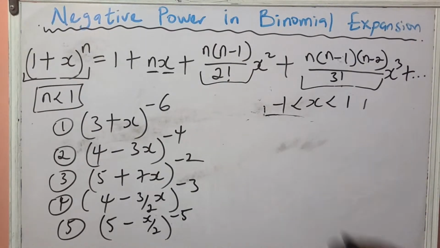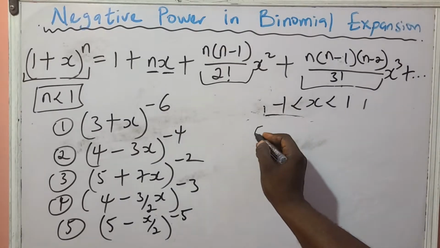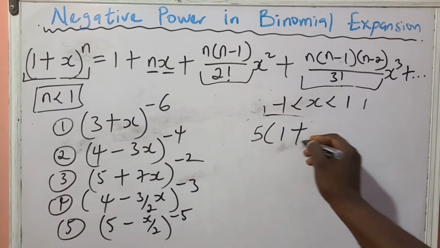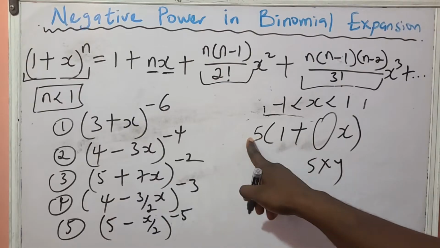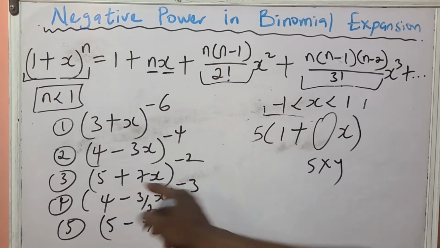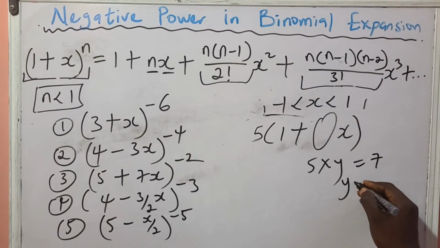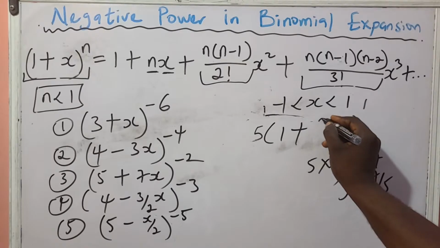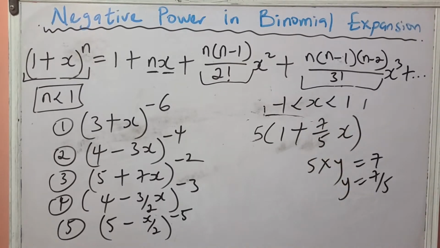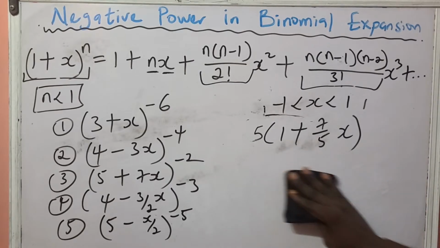The next question, we have to factorize 5 out, then we have 1 plus what times x. So that means 5 times what? 5 times what will give me 7? Of course, y will be equal to 7 over 5. Can you see how simple this gets? You can see how simple this gets when you are able to understand the concept.